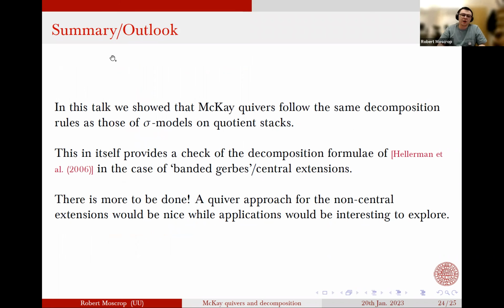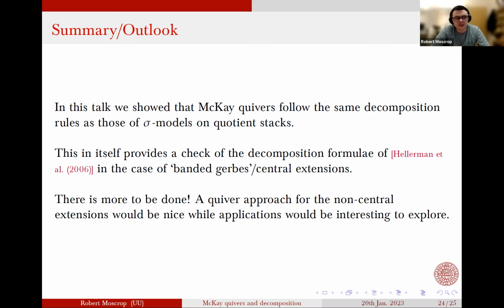I hope that I've given some evidence to show that the decomposition of McKay quivers follows the same rules as the decomposition of sigma models on quotient stacks. Similarly, this provides a check in the other direction: if you believe that they should be equivalent, we found independent representation theory ways of generating consistent formulae for this. And this is exactly the case in the central extension case only.